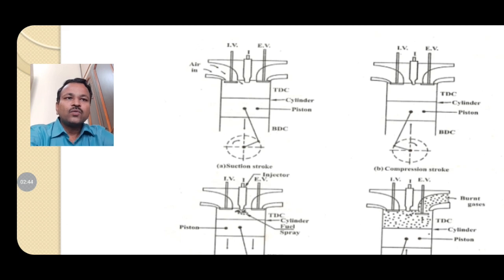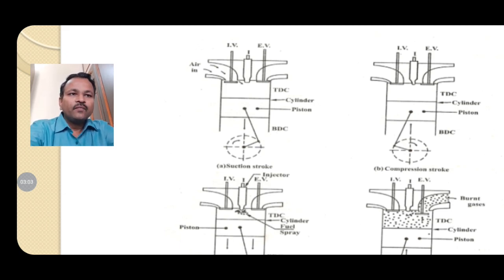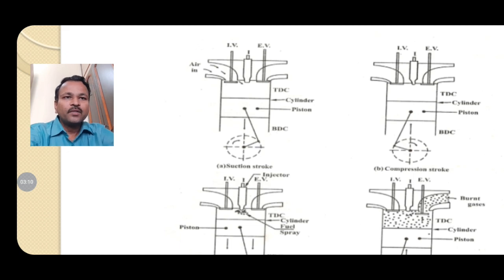So in the compression stroke, the movement of the piston is bottom dead center to the top dead center, that is the upward direction. You can see the upward arrow. In this case, inlet valve is closed and exhaust valve is closed. In the suction stroke, inlet valve is open, exhaust valve is closed. In the compression stroke, inlet valve is closed and exhaust valve is also closed. So the crank makes 1 revolution in total. In the compression stroke, compression of air takes place.